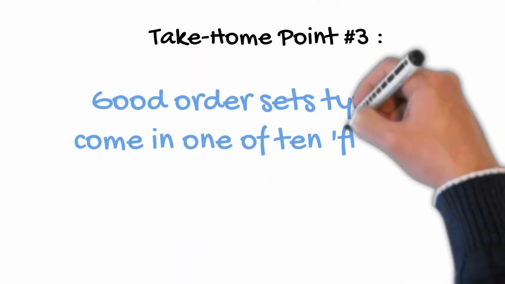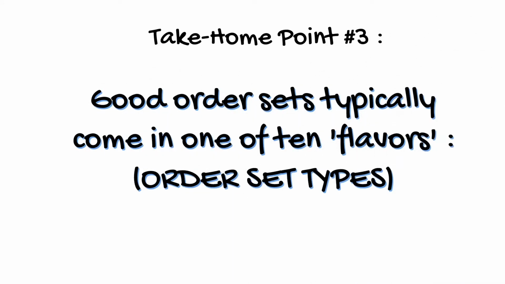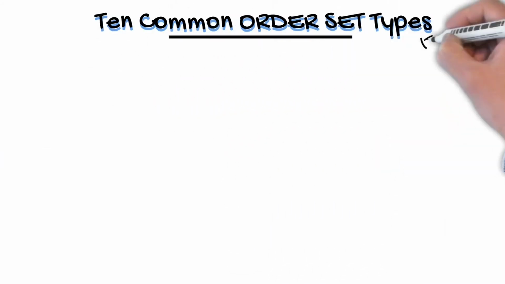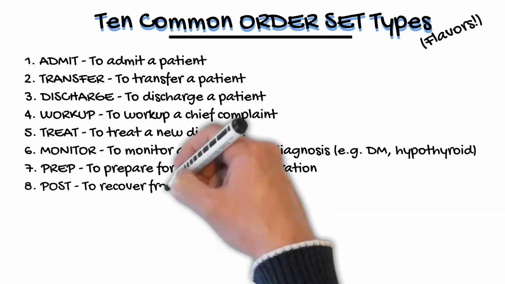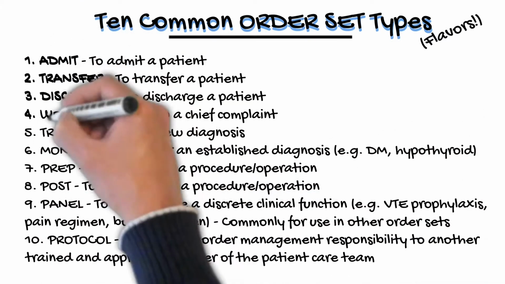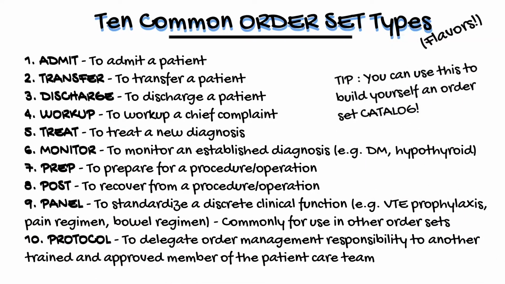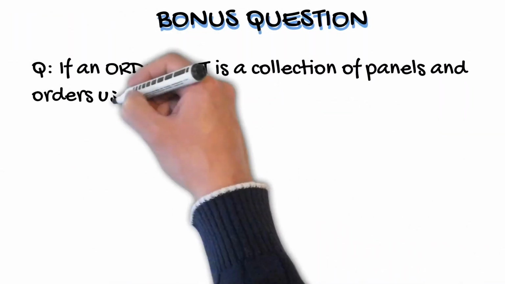Take-home point number 3. Remember that good order sets come in one of 10 flavors. This is what helps you define those nice, discrete, well-defined order scenarios. And again, they'll probably look fairly familiar. What I find very helpful is to categorize them based on what they do. So admit, transfer, and discharge order sets function exactly as described. Workup for working up a chief complaint, treating for treating a new diagnosis, monitor for monitoring an established diagnosis, prep and post before and after a procedure or operation, panel for a common building block used in order sets, and protocols. We'll talk more in a future video.